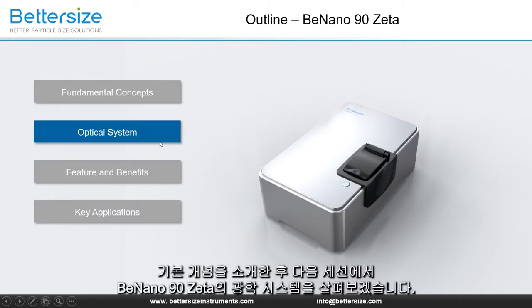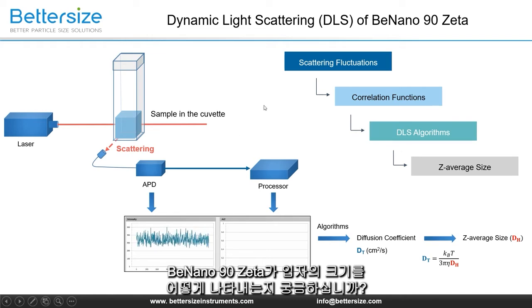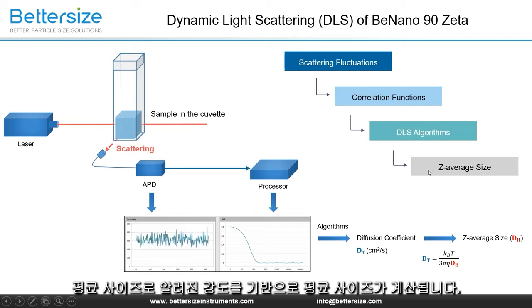After introducing the fundamental concepts, let's move on to the next section, the optical system of the BeNano 90 Zeta. Have you wondered how the BeNano 90 Zeta gives the size of particles? Simply put, the scattering fluctuations of particles are detected and then converted into correlation functions. Then, by using DLS algorithms, the average size based on intensity, known as the Z-average size, is calculated.